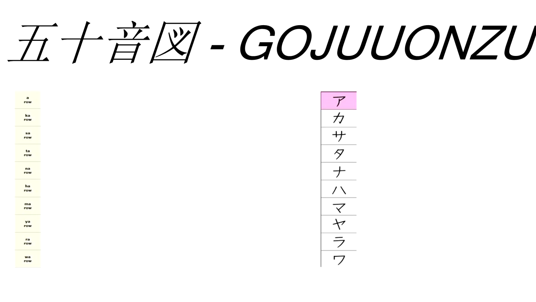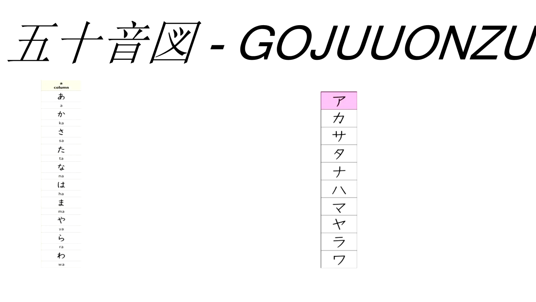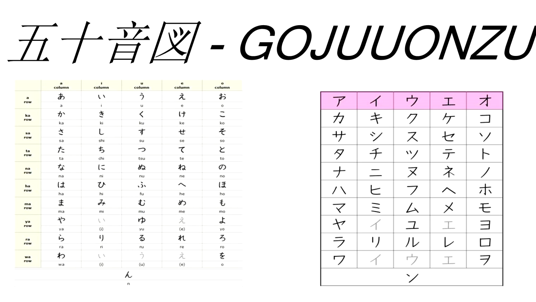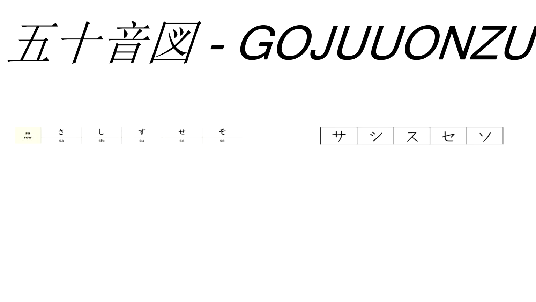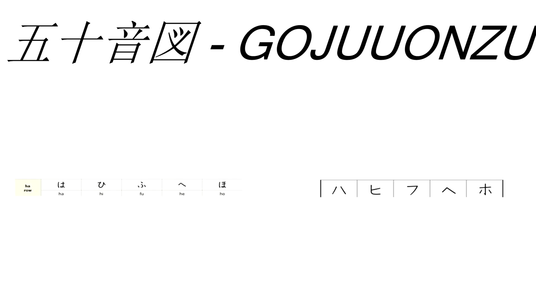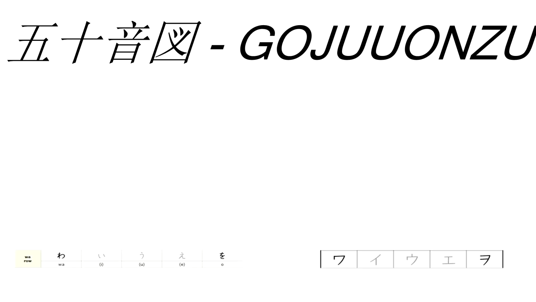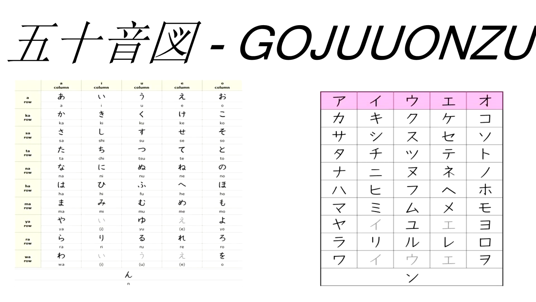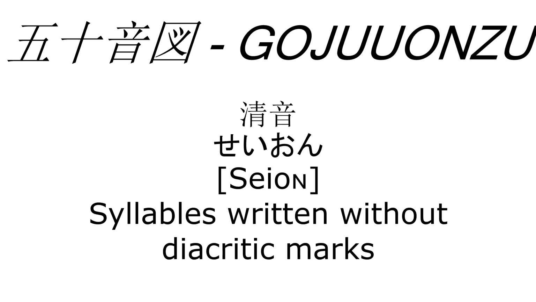The Gojuuon is a table with 5 columns and 10 rows, plus an extra character. The 5 columns correspond to the 5 vowels in order a, i, u, e, o. The 10 rows correspond to the vowels, the consonants k, s, t, n, h, m, r, and the semi-vowels y and w. The extra character is the Moraic n, the n. In total, the table has 46 seion in modern Japanese.